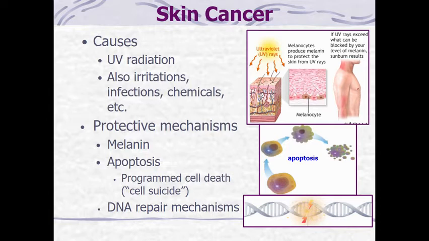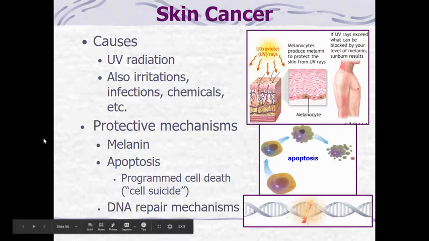Apoptosis is programmed cell death or cell suicide. So if a cell has been damaged, it could go through this process where it basically kills itself. So then that damaged cell isn't going to create more damaged cells in the future. And there are some DNA repair mechanisms. DNA has a proofreading system where if it notices that something's wrong, it does have some abilities to go in and try to fix those areas that have been damaged.